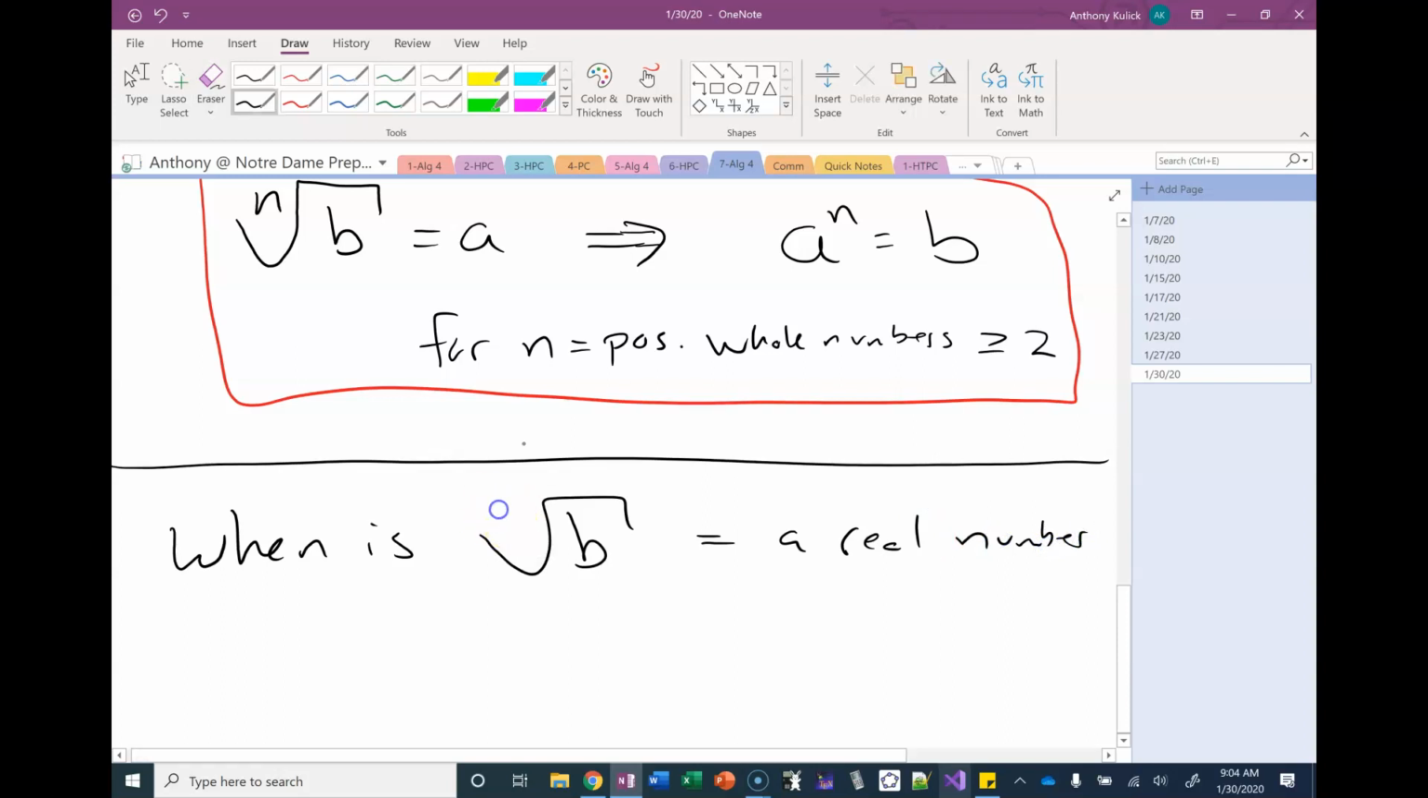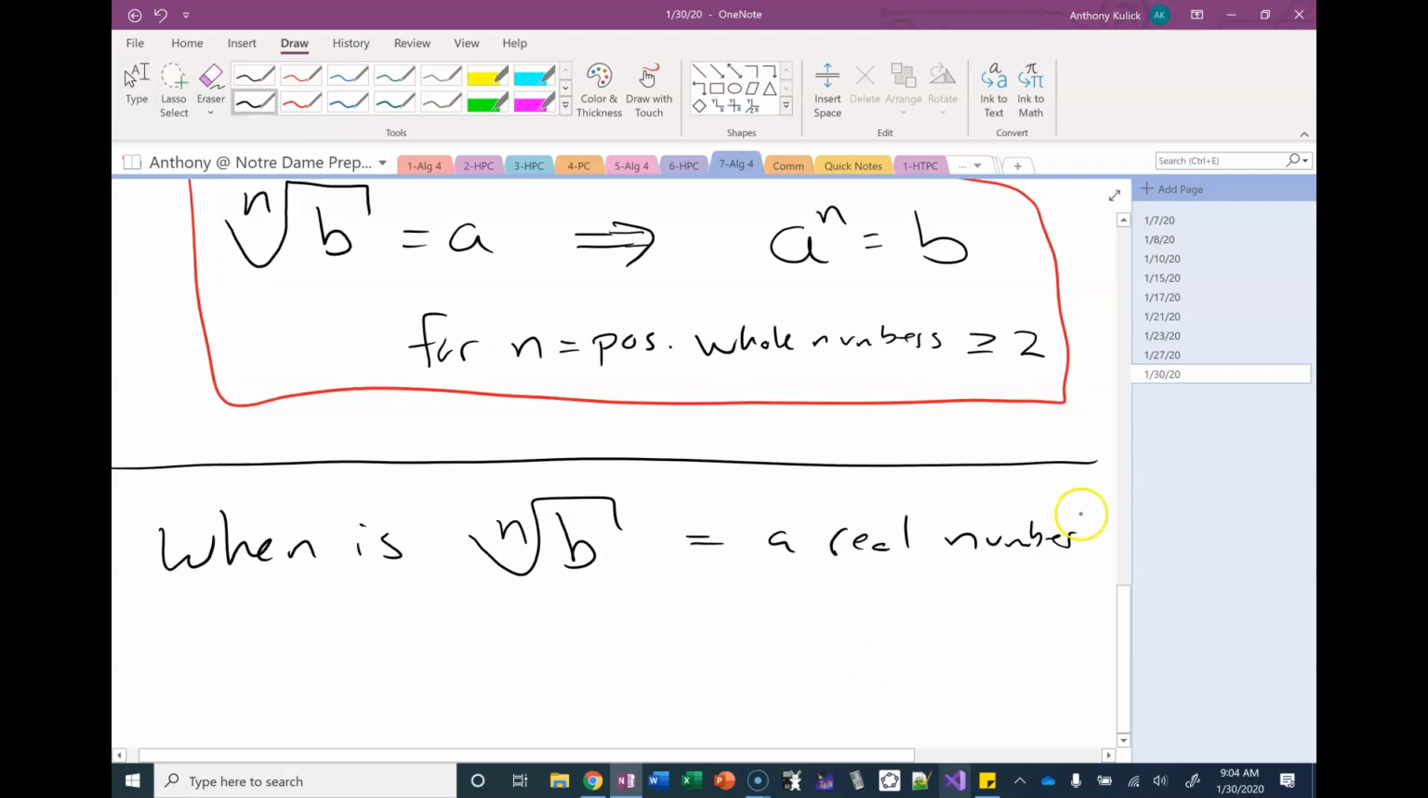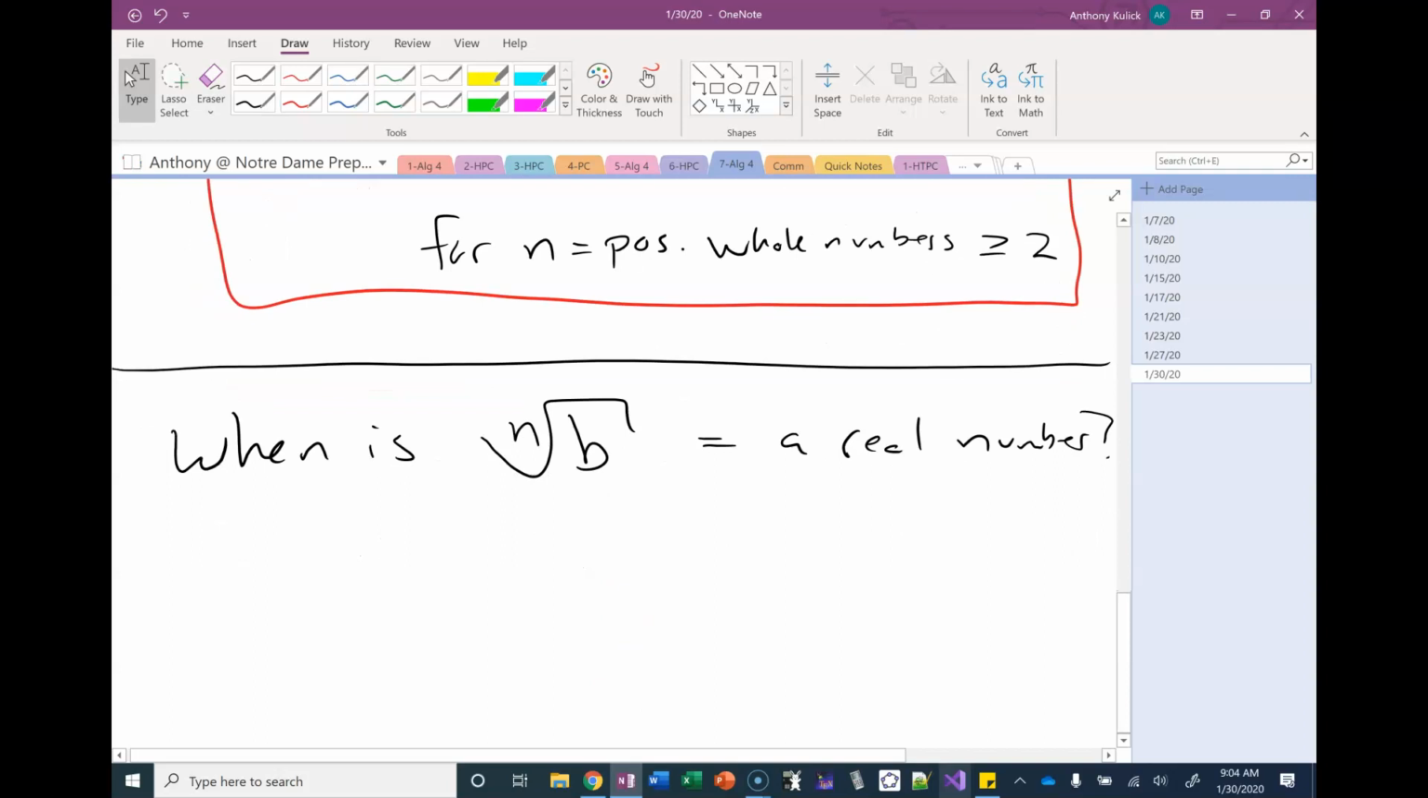So what we're interested in right now is figuring out when the nth root of b is equal to some real number. Well, let's start with square roots. What kind of numbers can we take the square root of?